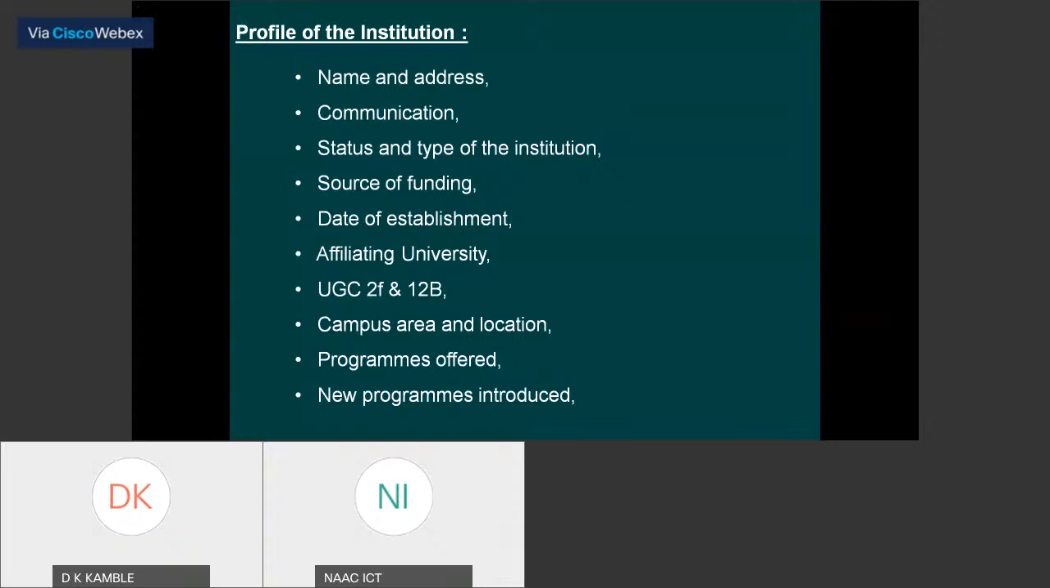And the date of establishment, when it was established, and in which university the institution is affiliated. Whether the institution has 2(f) or 12B, if it has that facility, then you can provide the documents in the SSR and IIQA also. If those institutions do not have 2(f) and 12B, those institutions are also eligible for applying to the A&A process, not an issue. Then campus area and location. And how many programs are offered in the institution? That program details are required, and records are also required in this profile.